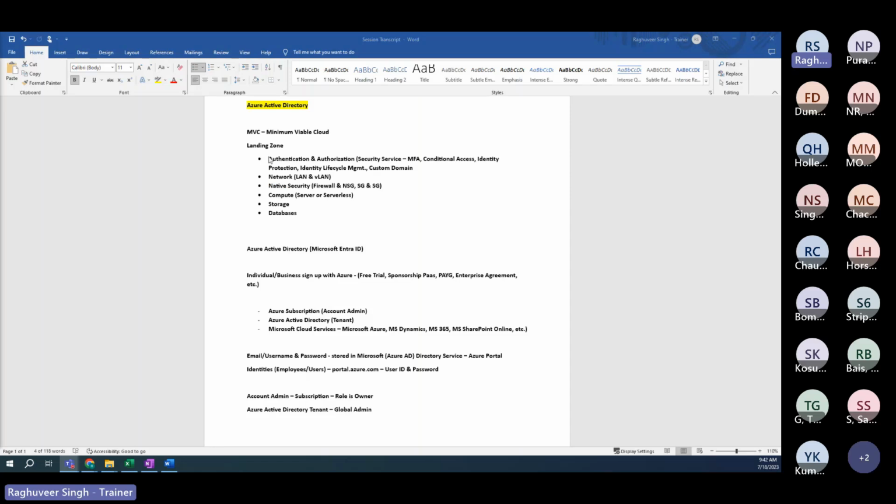Right. So we are done with the authentication and authorization service, which includes some additional capabilities that it brings on the table, and the service name is getting renamed as Microsoft Entra ID. Then comes network.